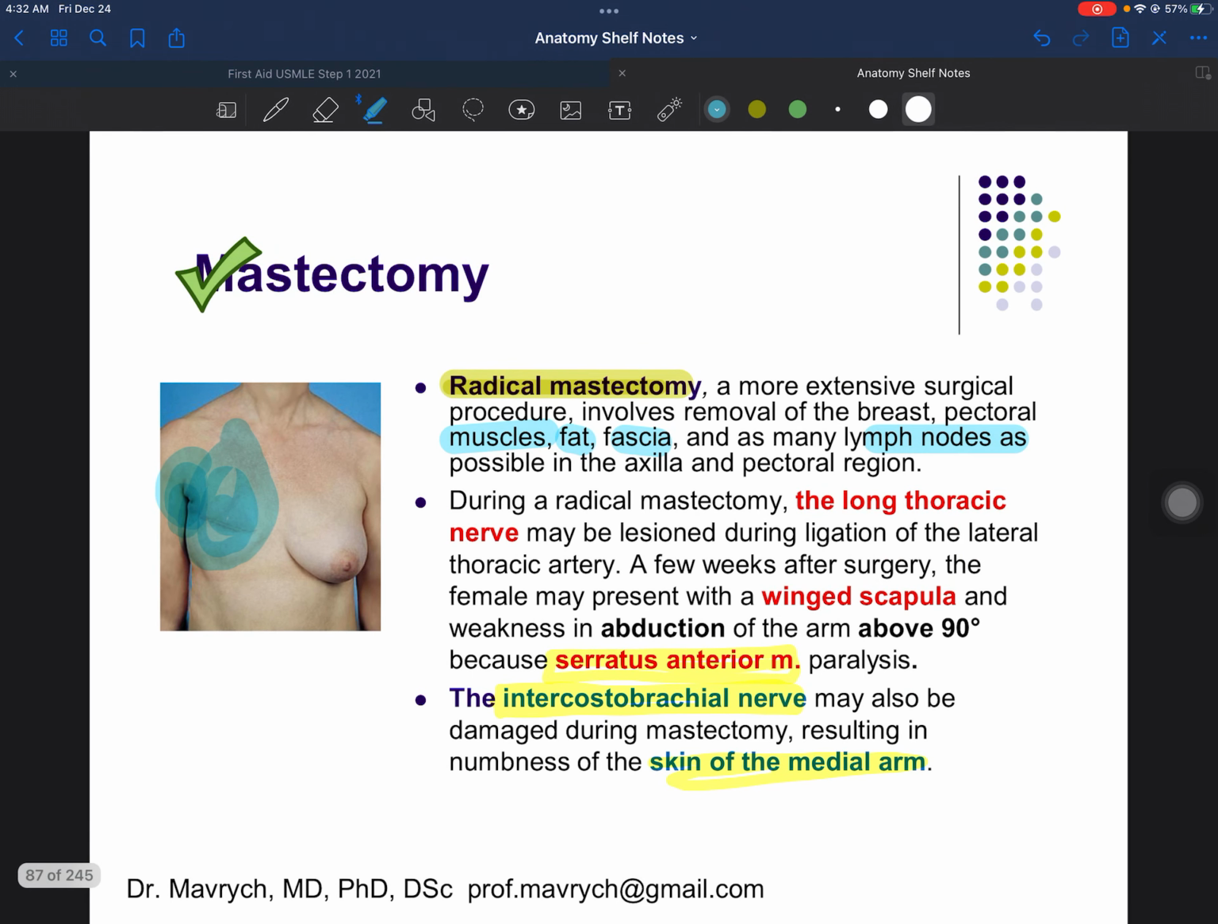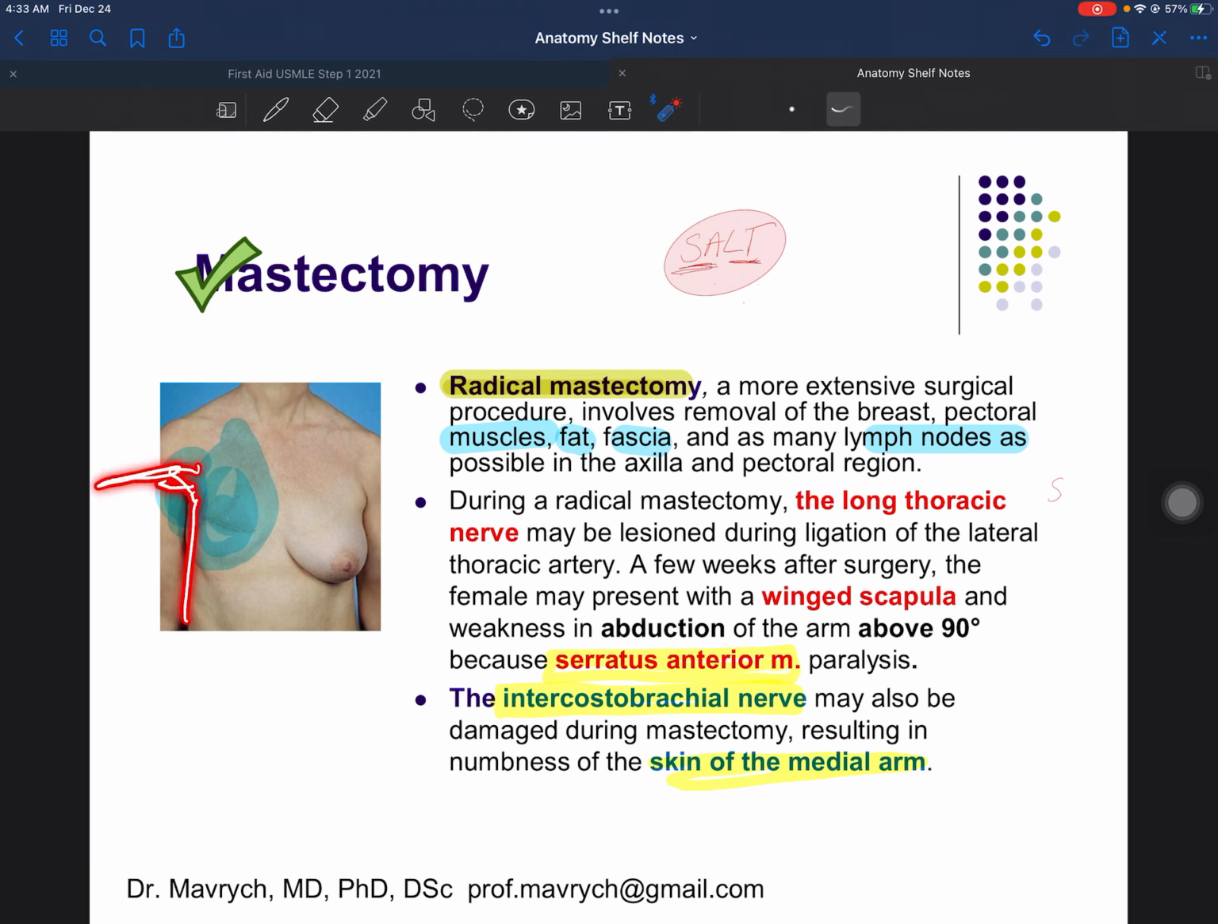So during the radical mastectomy, remember the long thoracic nerve. This is the one that supplies the serratus anterior, that is what we call SALT: the serratus anterior muscle and the long thoracic nerve. This is what will allow you to pick up your arm. If this is the arm, you can pick it up above.